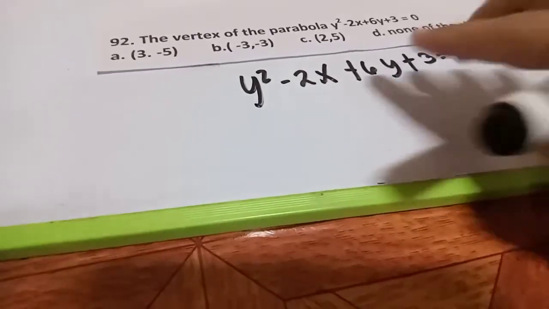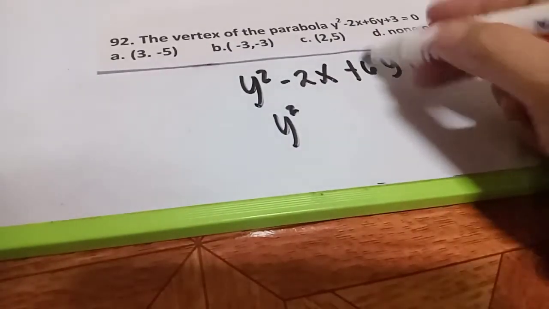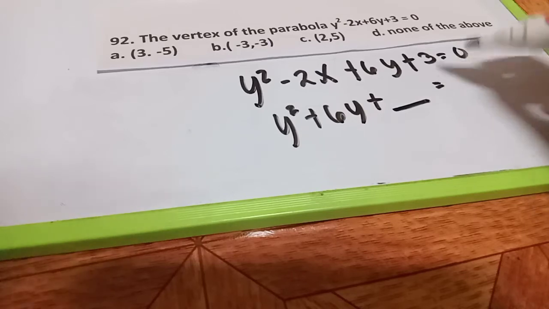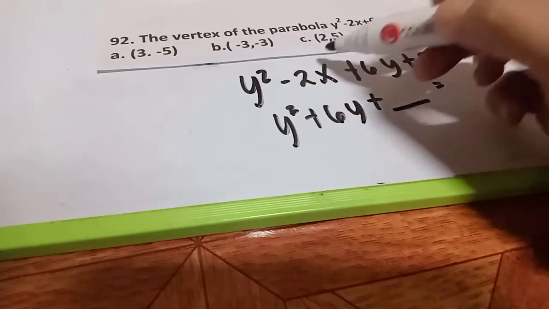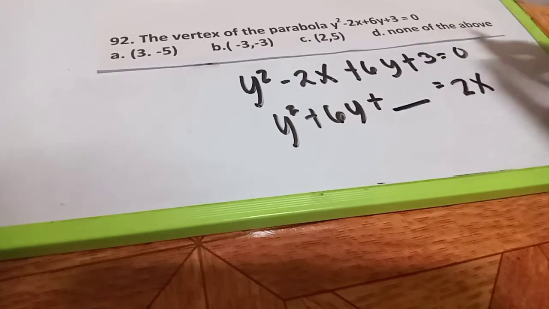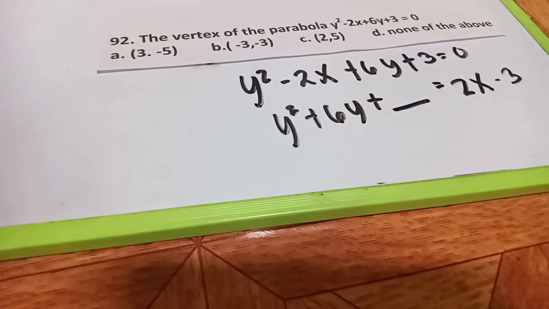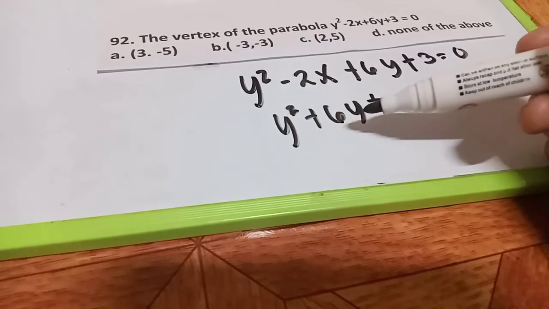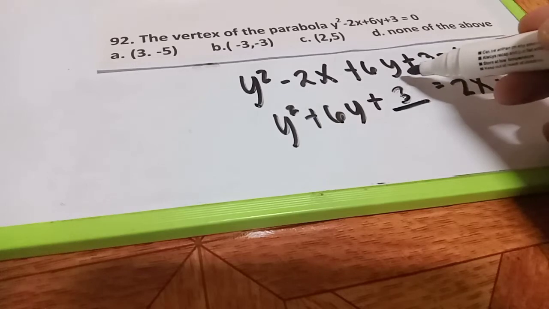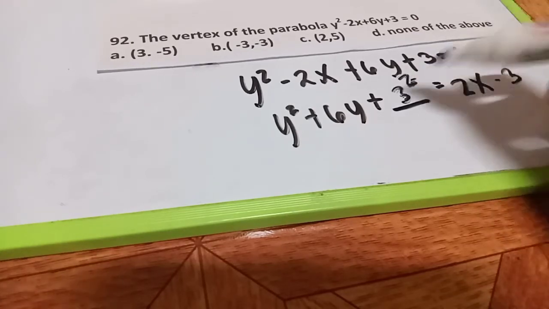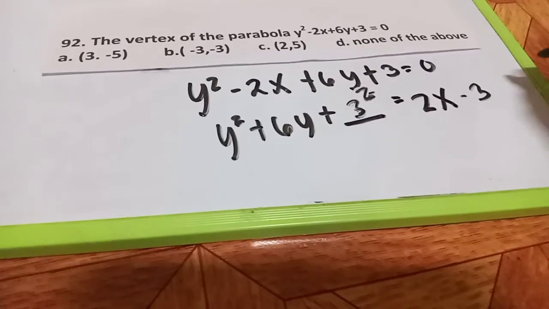And then, let's try to have an equation. Compress all the y, take note, y squared plus 6y, and we leave a blank. After that, this part we will transpose to the other side of 0, so this will become 2x, and then positive 3 becomes minus 3, right? Then we look for the half. What is half of 6? Half of 6 is 3, correct? Then we look for the square, and whatever we add here, we add to the other side. So, 3 squared is equal to 9.